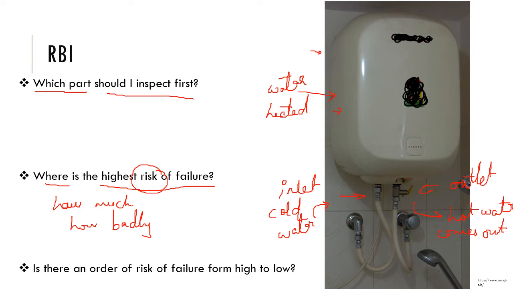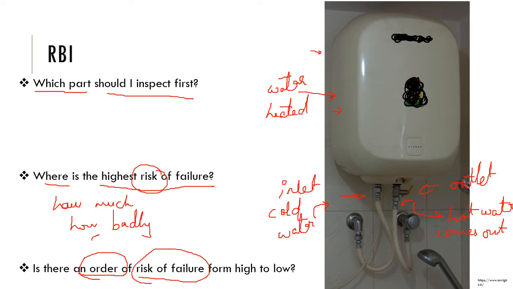Now we may say that okay, the water heater has a lot of hot water inside, so this is the greatest point. Or we may say that this is the inlet pipe, so if the water does not go in, then that would be the highest risk point. Or we may say that this is the hot water coming out, so this may be the highest point of risk. So how do we order? That is what is done in RBI. Basically we mark out these parts and try to order them by risk of failure.